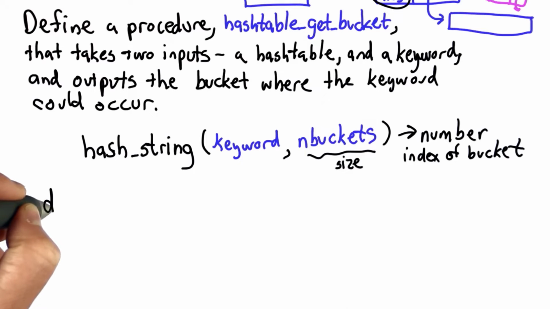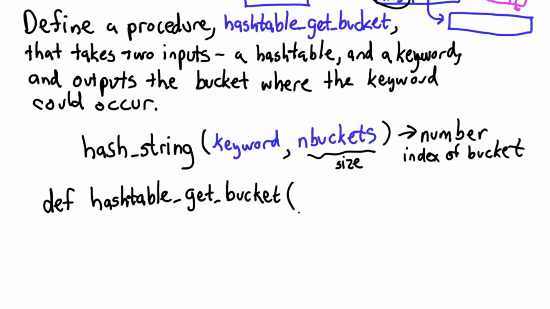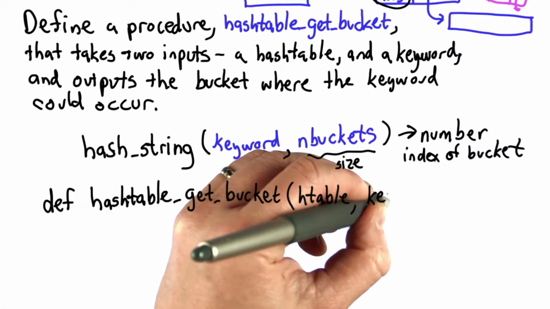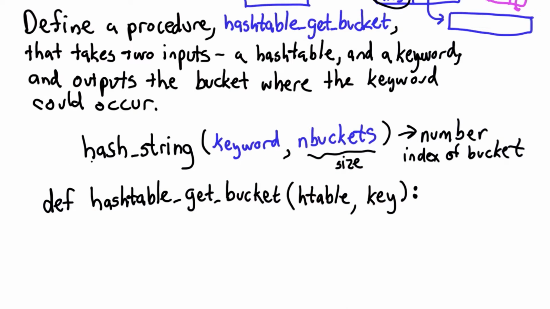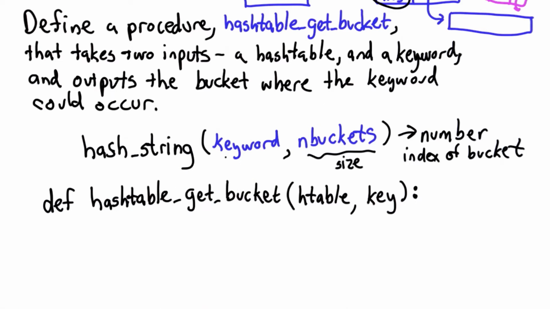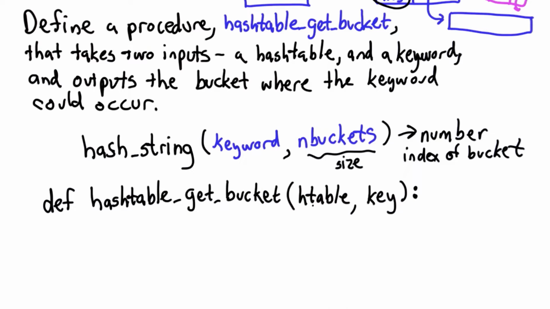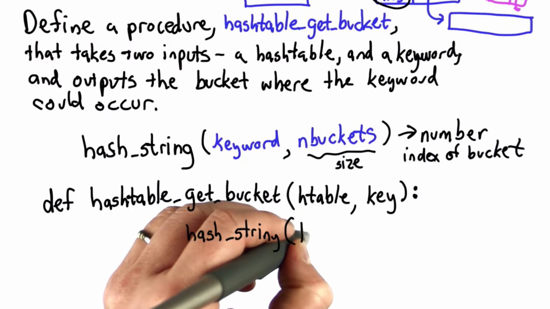Here's the answer. We can define hash table get bucket, and it takes two inputs: the hash table, we'll call that htable, and the key, which is the word we're looking for. And to find the bucket, we're going to use hash string. We're going to pass in the same word, the keyword, that's the input key. The number of buckets is the length of this table. So we're going to call hash string, passing in the key.